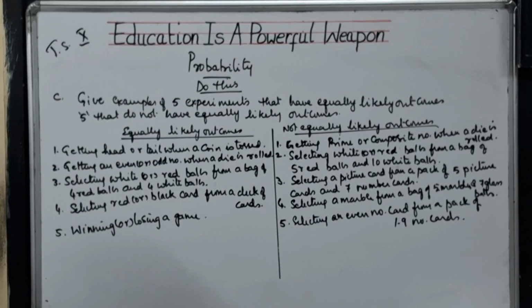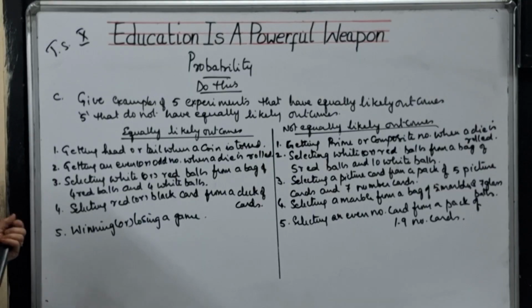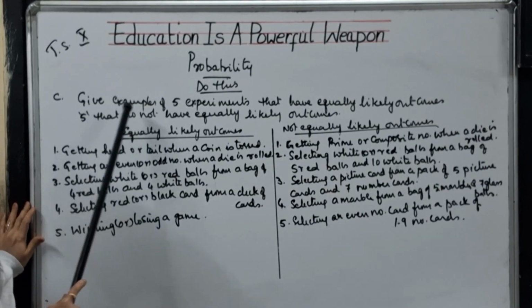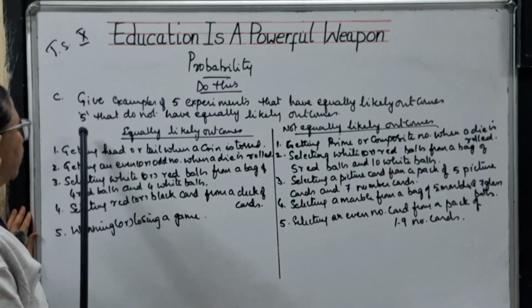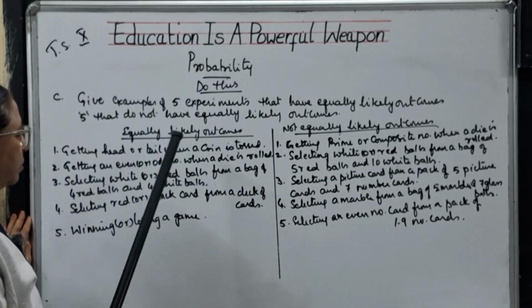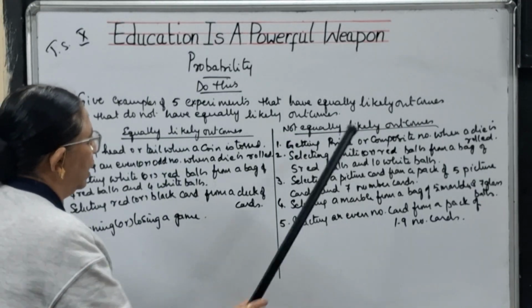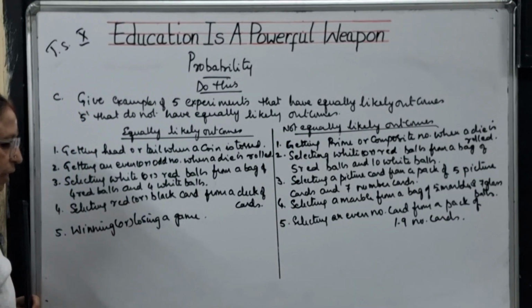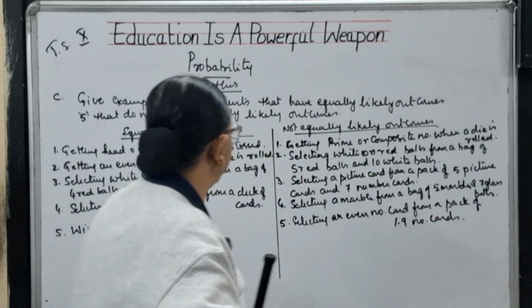I am now dealing with 10th class maths probability. In the earlier video, I did this up to A and B bits, and now I am doing C bit. C bit is: give examples of 5 experiments that have equally likely outcomes and 5 that do not have equally likely outcomes. So I have written both here, equally likely outcomes and not equally likely outcomes. Let me explain you one by one here.